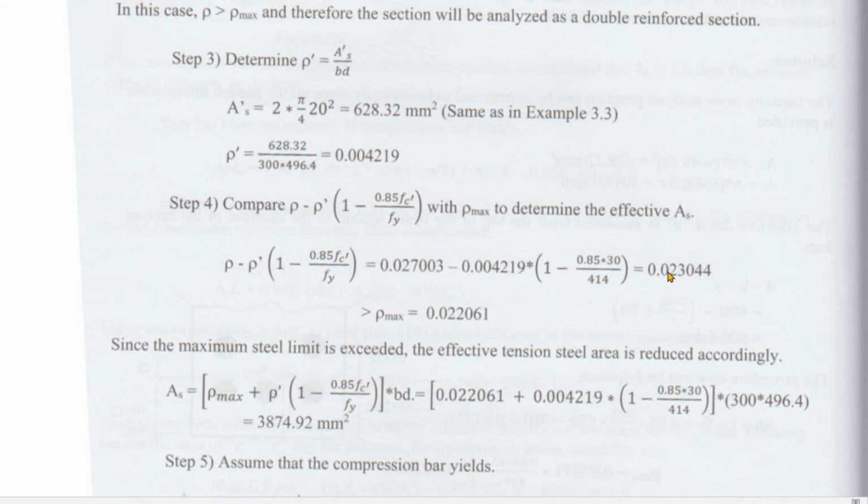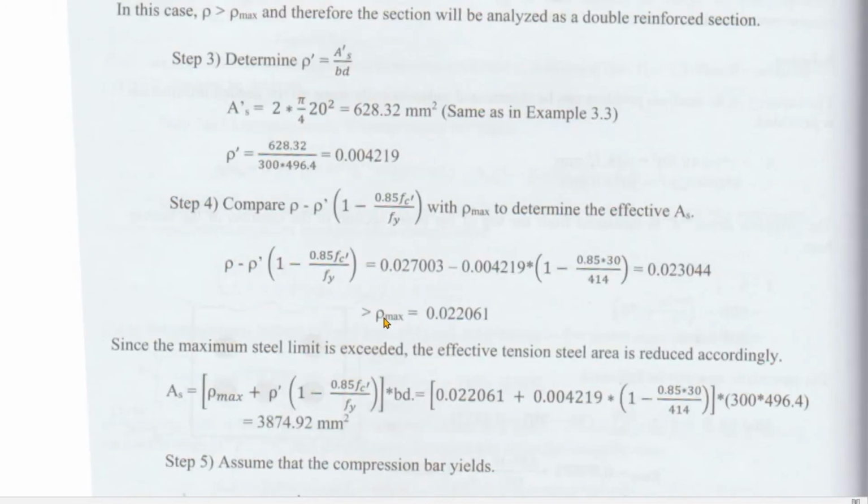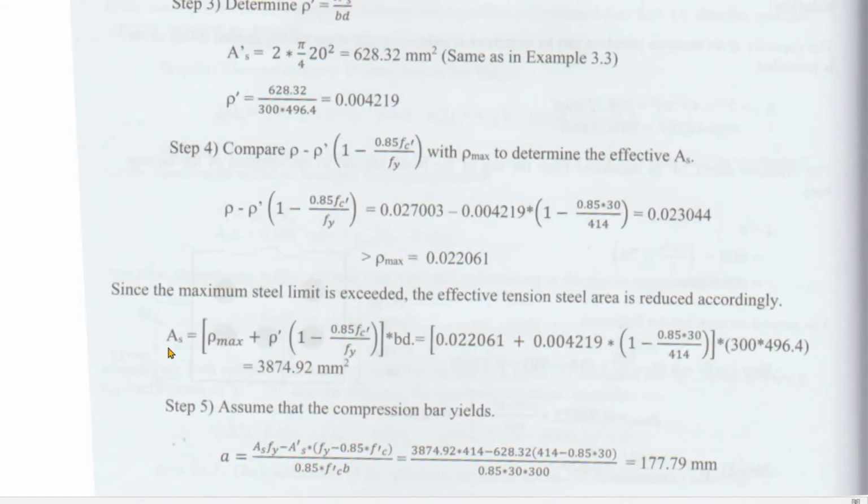0.023. This is greater than the rho max na 0.022. Since the maximum steel limit is exceeded, the effective tension steel area is reduced accordingly. Okay? So, ito ngayon yung ating bagong AS, magiging 3874.92 mm squared. So, you simply follow this equation.